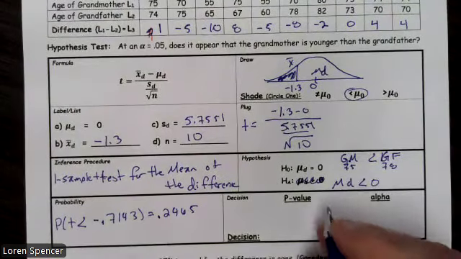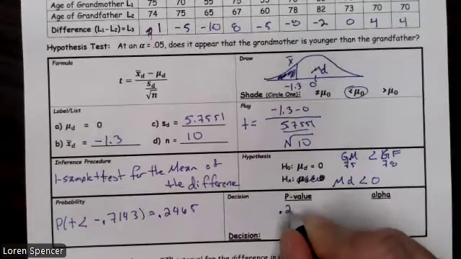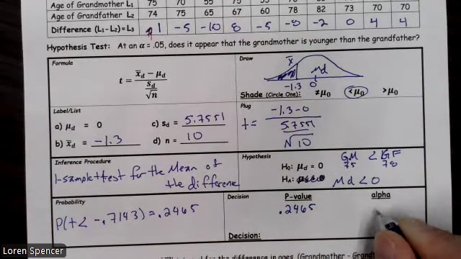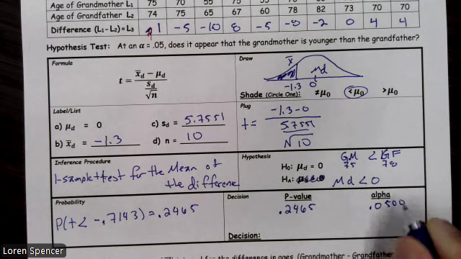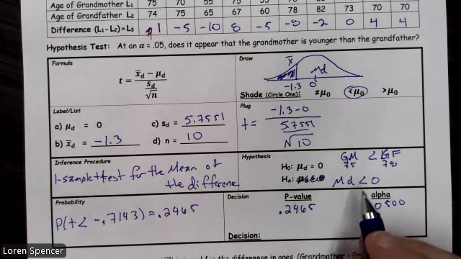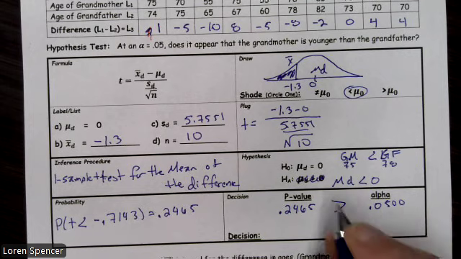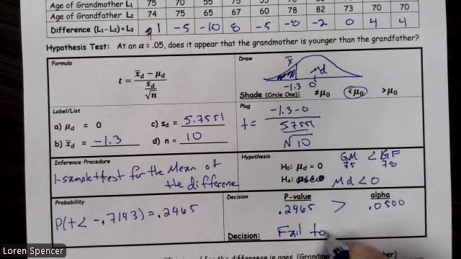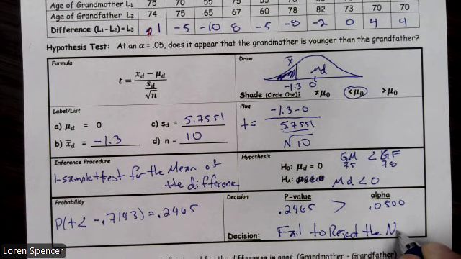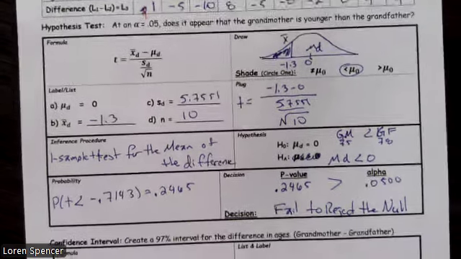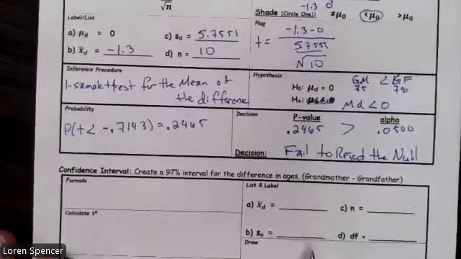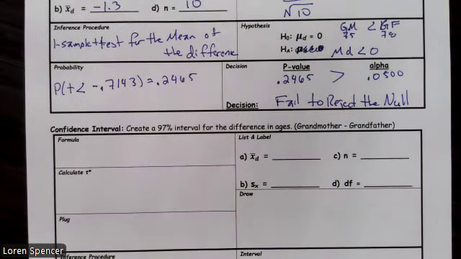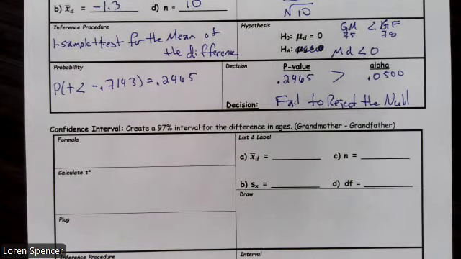That's a pretty big p-value. All right. 0.2465 is definitely greater than that. So we're going to fail to reject the null. All right. Basically our p-value is too big to reject it because we like the big p's. All right. Next thing says create a 97% interval for the difference in ages, grandmother minus grandfather.